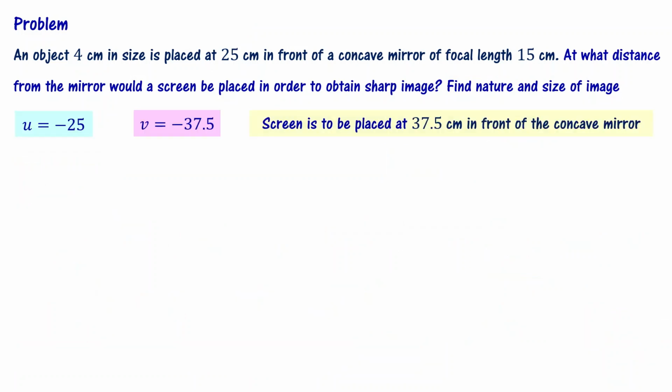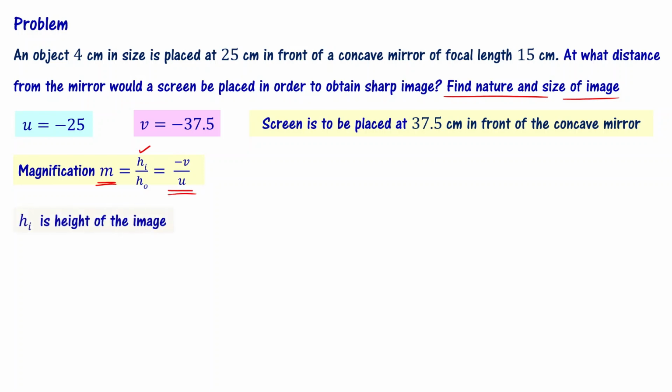Now we have to solve the second part of the problem. We have to find the nature and size of the image. To find the size of the image, we have the magnification formula. Magnification m is defined as hi, that is the size of the image, divided by ho, that is the size of the object, and that is equal to minus v by u. Right, hi is the height of the image we have to find, that is the size of the image.